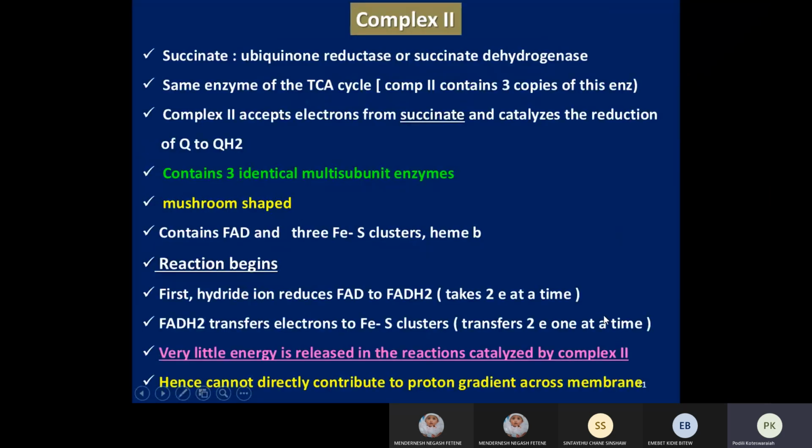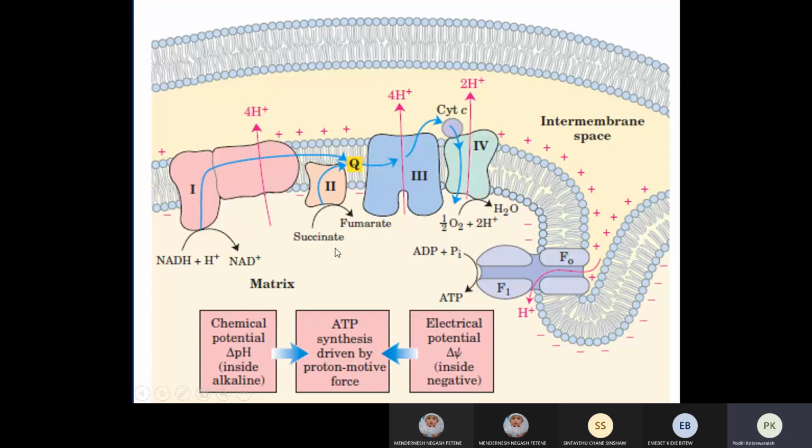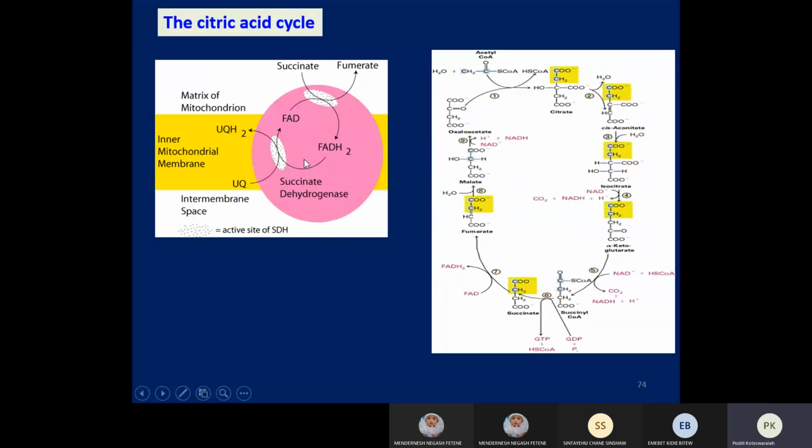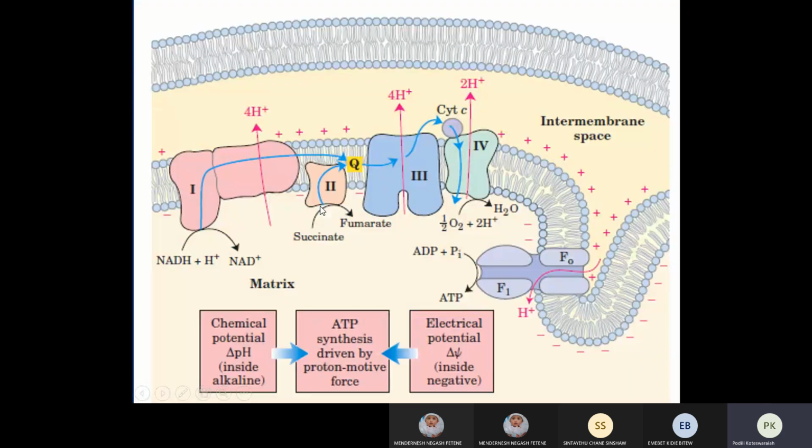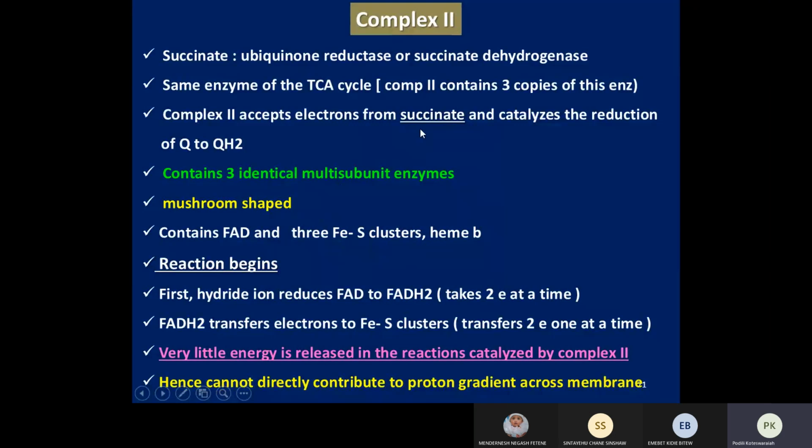Coming to complex 2. Complex 2 is also known as succinate dehydrogenase, or succinate ubiquinone reductase, and it is part of the TCA cycle enzymes. As you can see here, it is a part of the TCA cycle, where succinate is converted to fumarate by succinate dehydrogenase, and that generates FADH2.